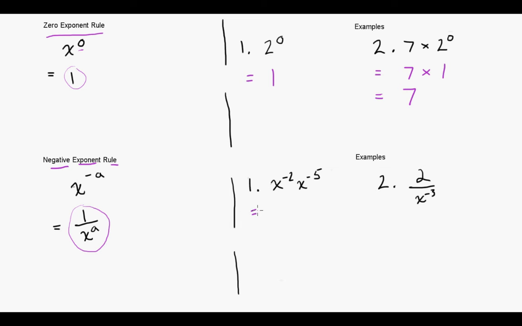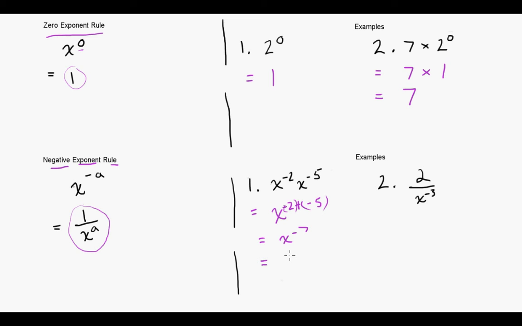Now, a common mistake students make is with x to the exponent negative 2 and x to the exponent negative 5. They're going to write those both over 1 automatically. They immediately jump to the negative rule. But let's use our product rule first. So we write down our base, with exponent negative 2 plus negative 5, and that's going to give us x to the negative 7.